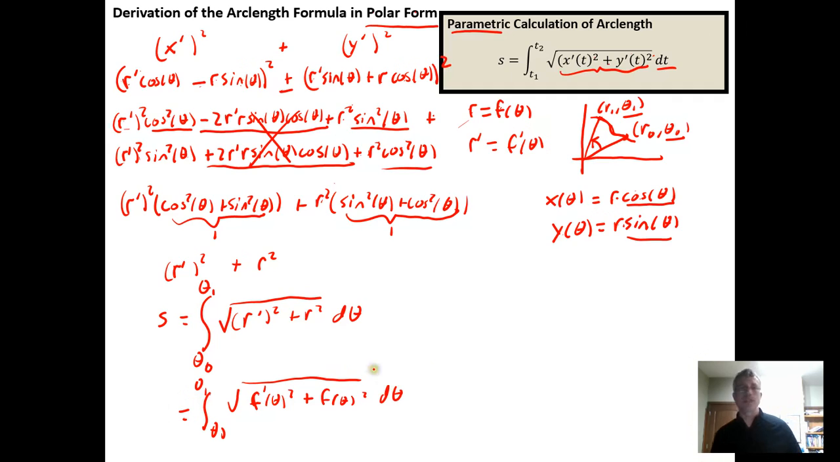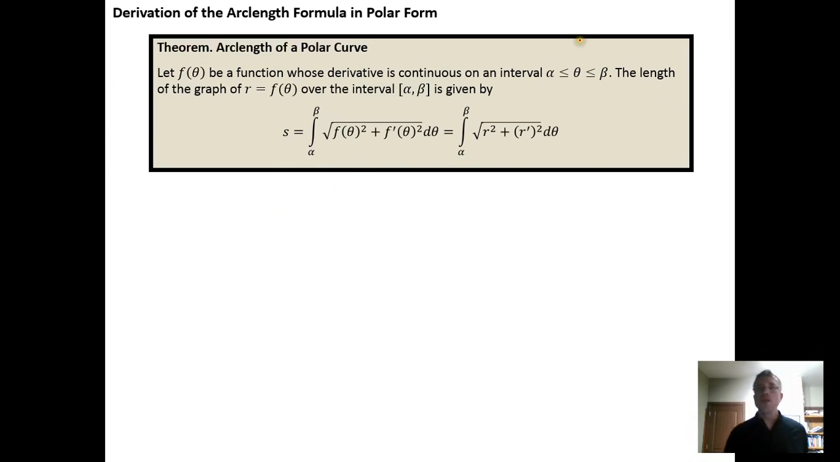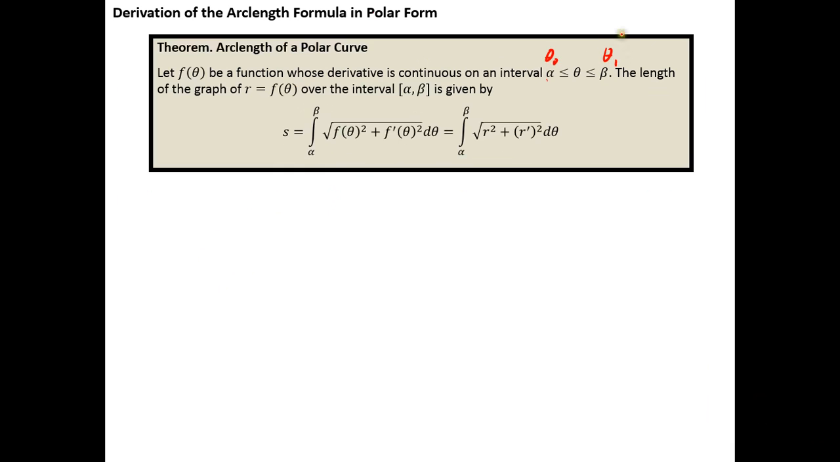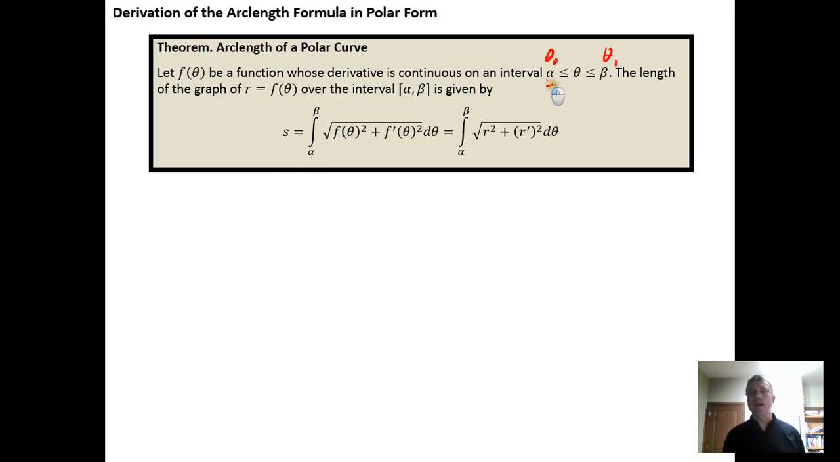So the next slide just summarizes that, where if we let alpha be theta naught and we let beta be theta sub 1, then it comes in a form that's more common in a textbook. Run it over the interval from alpha to beta, and then take the sum of the squares of the function and the derivative of the function, or the radius and the derivative of the radius.